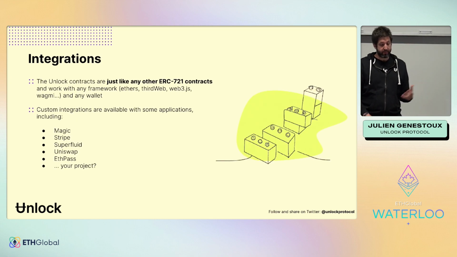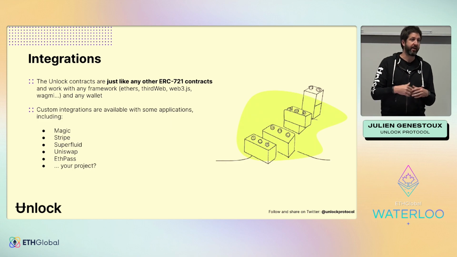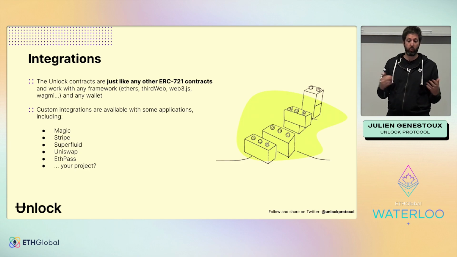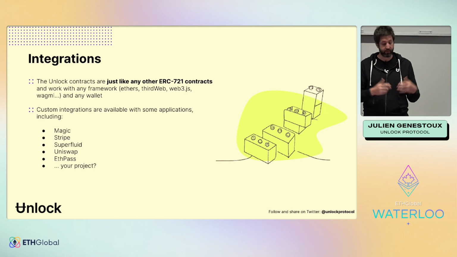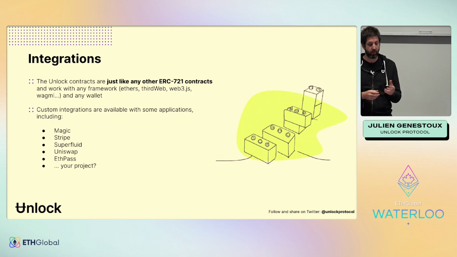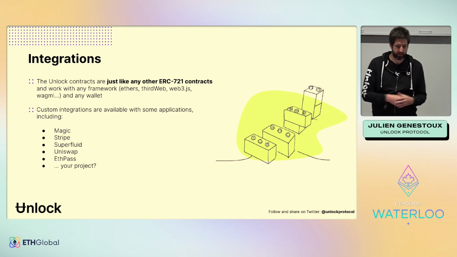Existing integrations. So Unlock contracts are ERC 721. I should clarify this: they're 721 plus. We add a ton of features on the base one. So any existing integration that works with 721 will work there. So if you use Ethers.js, well, that should work. We're actually in the thirdweb directory, so you can use that as well. Web3.js, WAGMI, the example that I'm going to show in the demo, I'm going to use WAGMI here, or any other kind of wallet that works with ERC 721, that works.